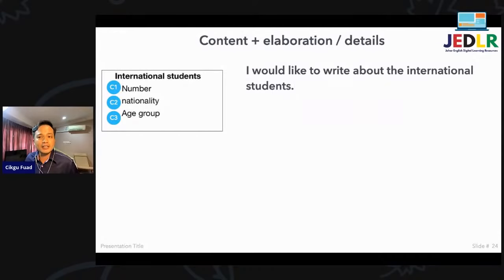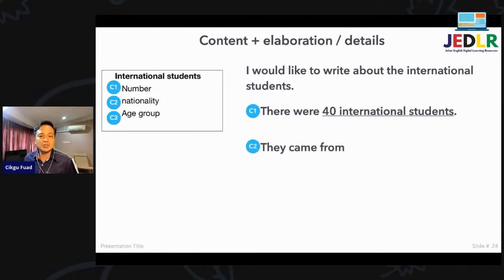Okay. Now, C1, C2, C3. So I would like to write about the international students. There were 40 international students. For C number 2, they came from Korea. Okay, any Korean fans over here? If you like, to write Americans, also can, no problem. Okay, number C3, all of them were 18 years old.